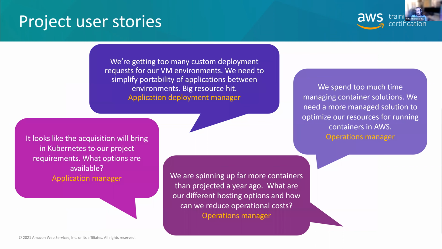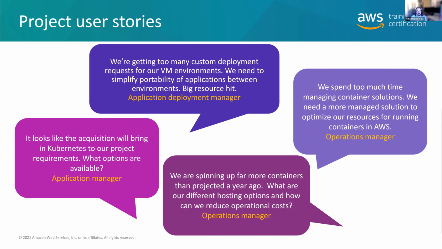Now, the app deployment manager, the operations manager, and the application manager all have questions. For example, on the left-hand side, the application manager says we have an acquisition that's going to bring Kubernetes into our project requirements. What does that look like? On top, the application deployment manager says we're getting too many custom deployment requests for virtual machine environments. We need to simplify portability of applications. How do we do it? On the right-hand side, it says we're spending too much time managing container solutions. We need a more managed solution to optimize our operational engagement around running containers.